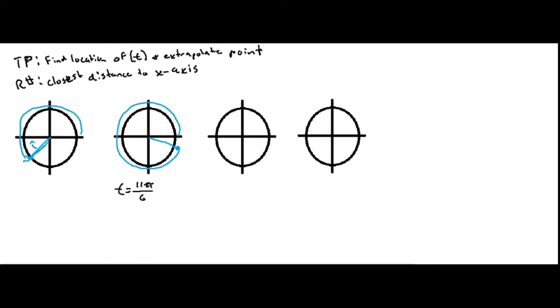So our terminal point is going to be equal to square root 3 over 2, comma negative 1/2. And then our reference number, that's going to be equal to pi over 6.